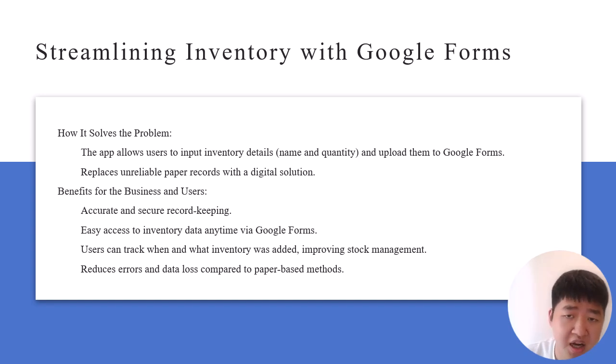On slide 2, I will explain how the app addresses the problems and its benefits. The app provides a simple interface where users can input the name and the quantity of goods, which are then saved locally and uploaded to Google Forms. This replaces unreliable paper records with a digital solution, ensuring data is secure and accessible. For the business, this means accurate record keeping, no more lost or damaged papers. For users, they can easily track when inventory is added, helping them manage stock more effectively. It also reduces errors and saves time compared to manual methods.